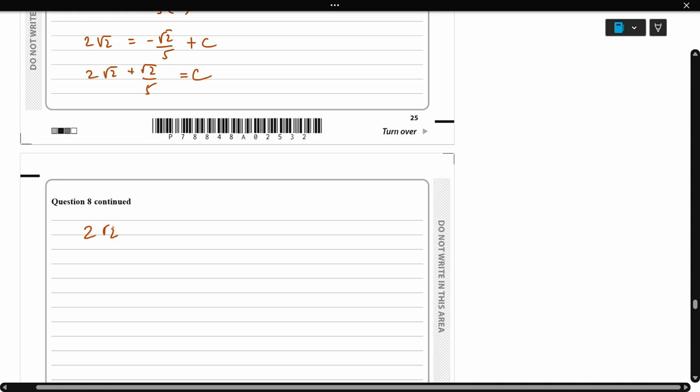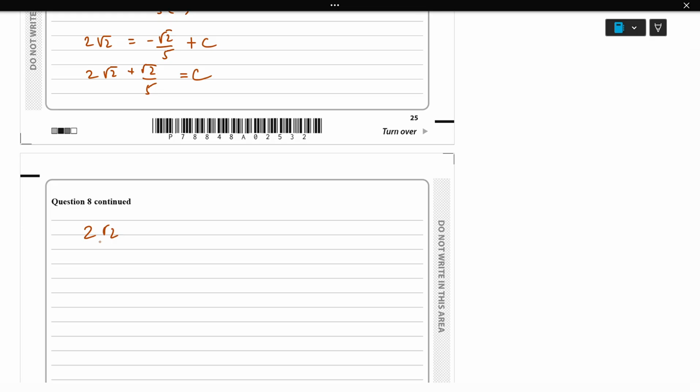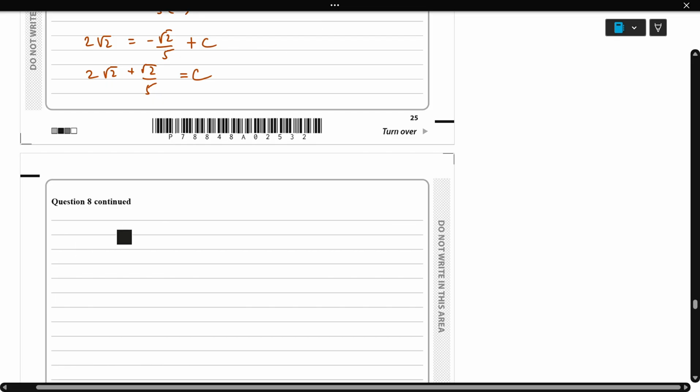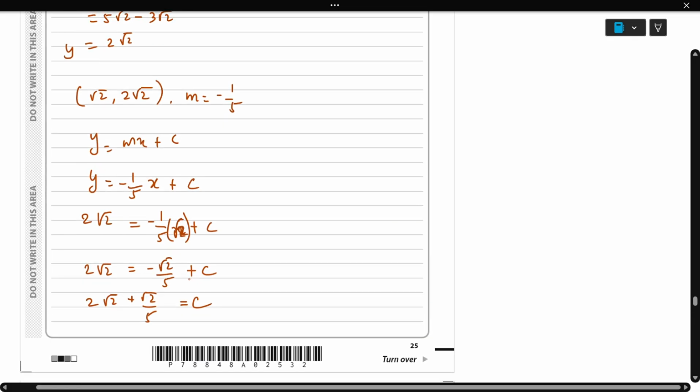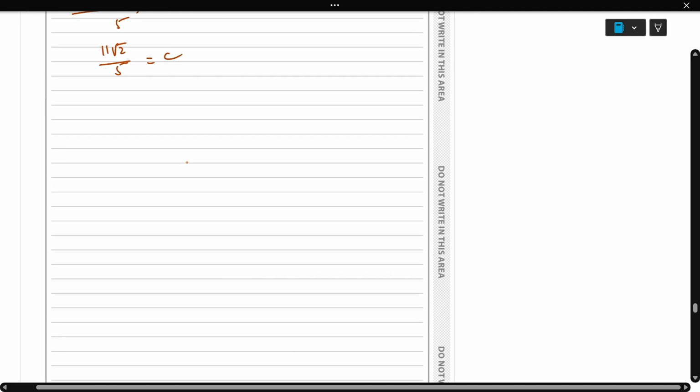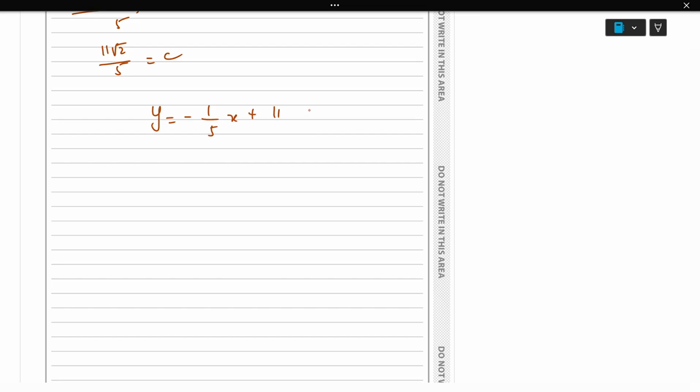So 2 root 2, we'll take LCM, which is going to be 10. 10 root 2 plus root 2 over 5 equal to c, which is 11 root 2 over 5 equal to c. We got the c value, just substitute in this equation, so you will get y equal to minus 1 by 5 x plus 11 root 2 over 5. This is the required equation for the second part.